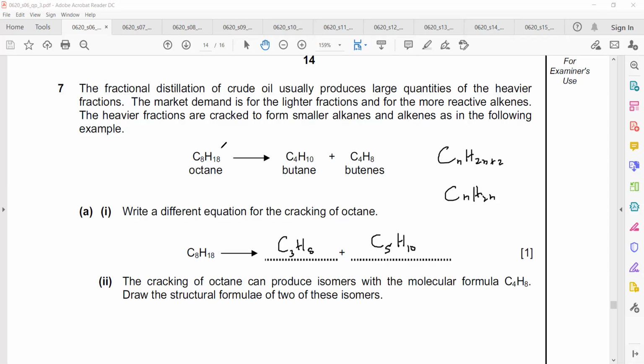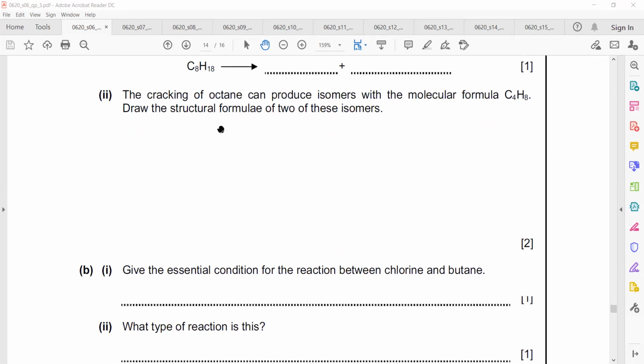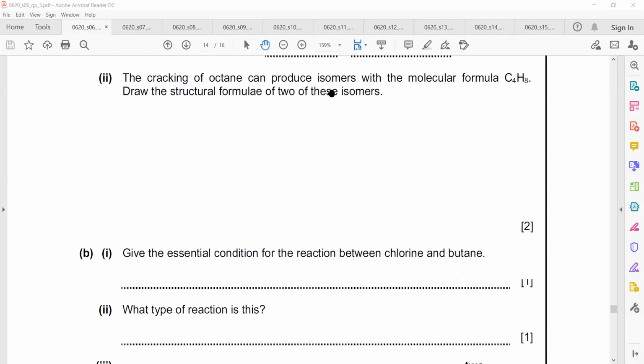But it's up to you. You can make different ones according to the question. Because they did not restrict to a specific one, you can write any combination which matches with the original reactant. Cracking of octane can produce isomers. Isomers mean they have the same molecular formula but different structure. We call them isomers. Draw the structural formula of two of the isomers.